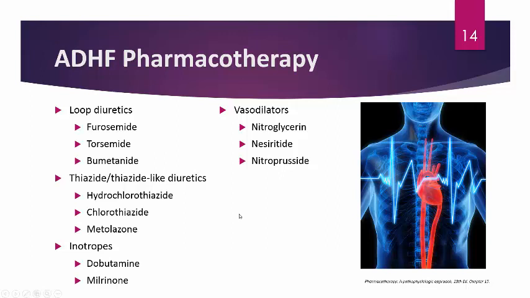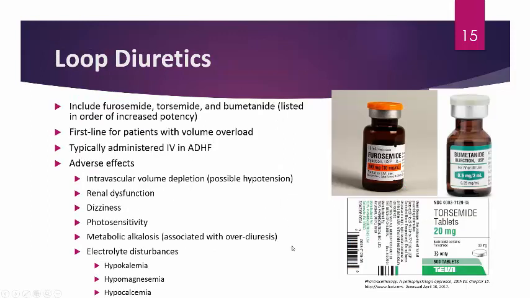There are many different classes of pharmacotherapy used to treat acute decompensated heart failure. We have the loop diuretics, the thiazide and thiazide-like diuretics, inotropes, and vasodilators. The first group of medications we'll talk about are the loop diuretics. So you may be familiar with the loop diuretics from your previous talk about chronic heart failure. And just a reminder, loop diuretics include medications such as furosemide, torsemide, and bumetanide. And these are listed in order of increased potency.